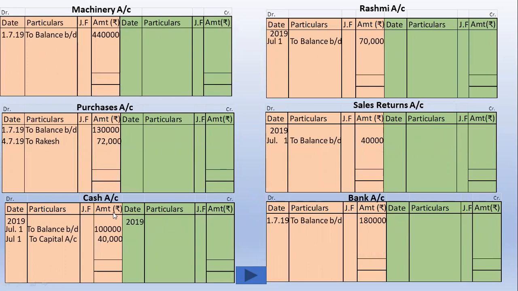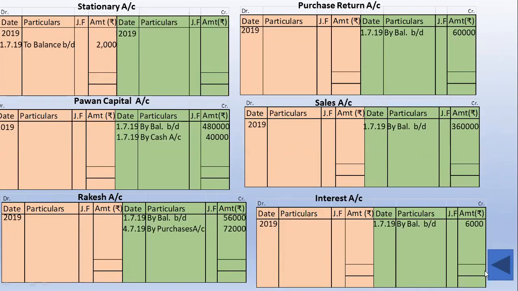Sold goods to Rashmi rupees 30,000. This transaction shall be reflected as Rashmi's account debit side 30,000 and sales account credit side rupees 30,000. See, in sales account 30,000.